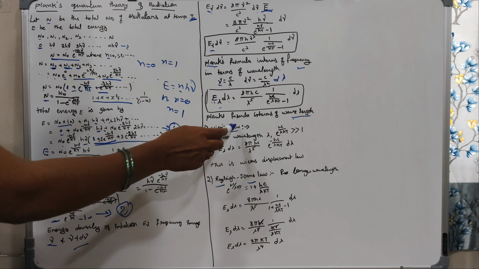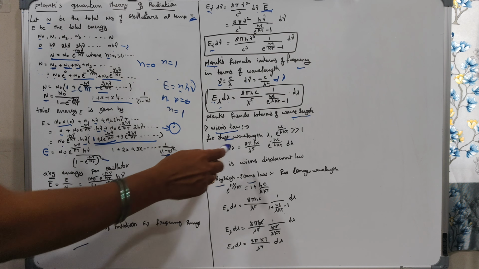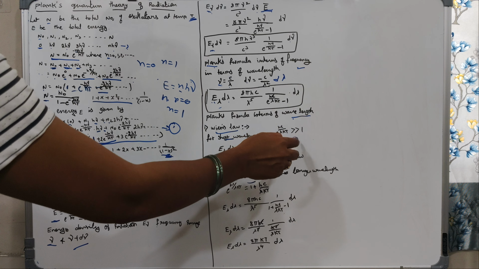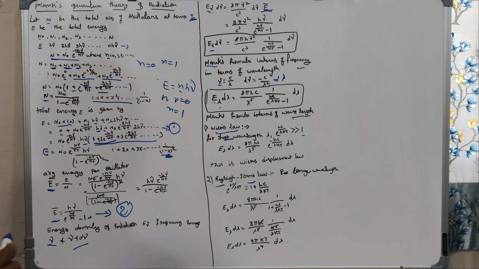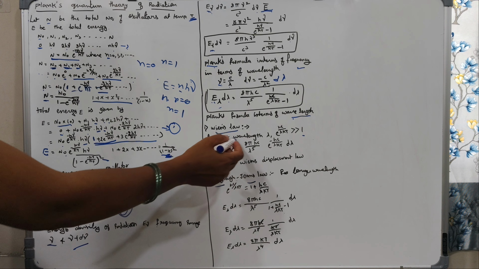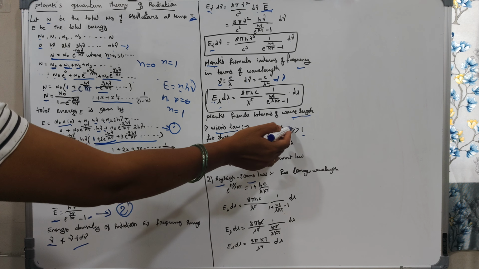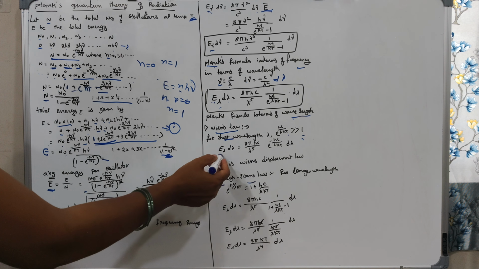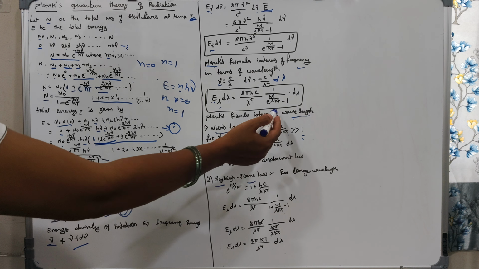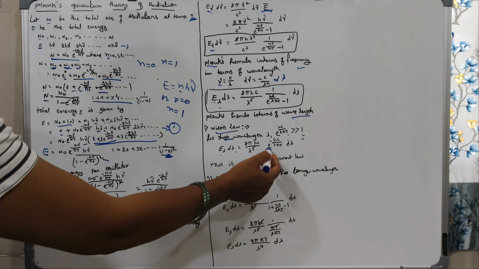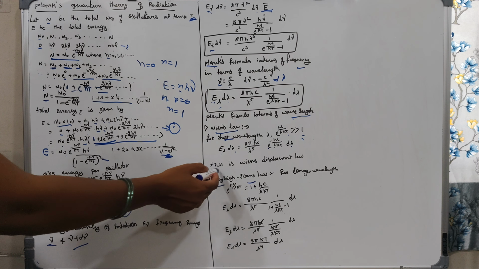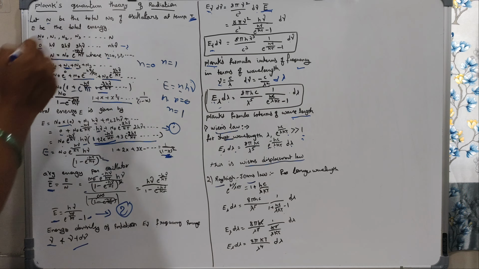Wien's displacement law is applicable only for shorter wavelengths, that is, e to the power of hc by lambda kT should be very much greater than 1. That is written for higher frequency, shorter wavelength. So E lambda d lambda equals 8 pi hc by lambda to the power of 5, and this is substituted directly as e to the power of minus hc by lambda kT into d lambda. This we call Wien's displacement law.